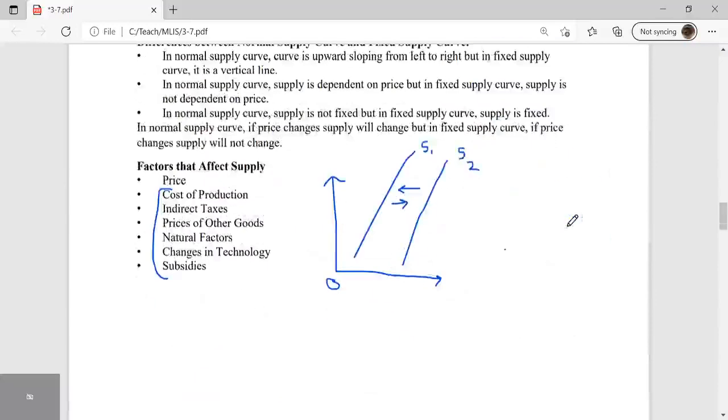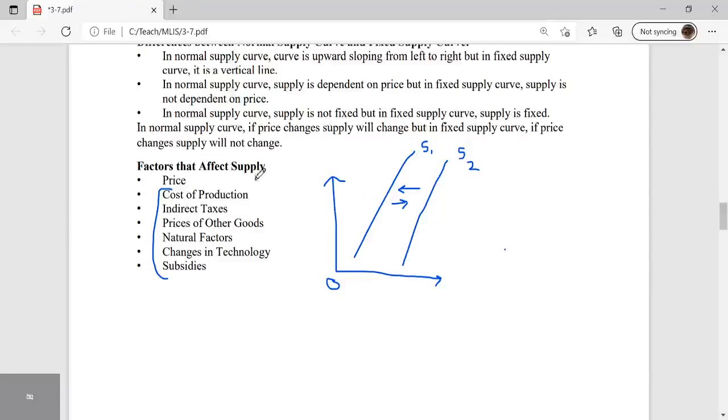And same here, when these factors lead to more profit or more motivation to the supplier, at that time you will find that there is a rise or fall in the supply. Okay. So let's go through the non-price factors.